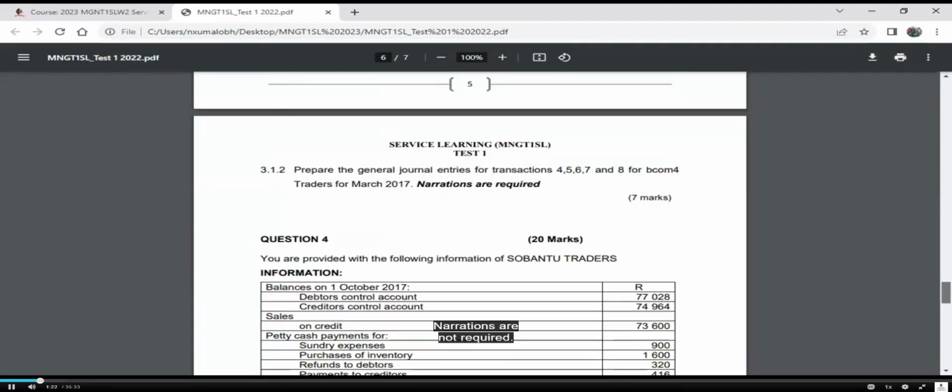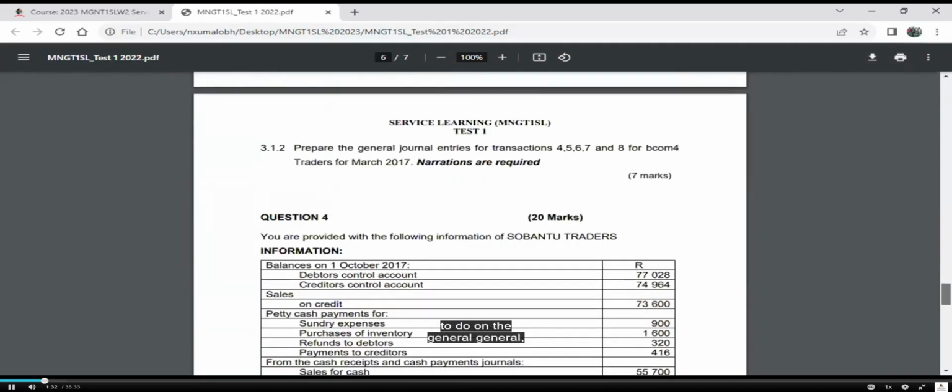Also do your general journal, so important. But instead of transactions number 4, 5, 6, 7, and 8, just do all transactions because you are doing more activities. Narrations are not required. If you remember, that short story, a summary, is not required. But what is important is that you do the general journal.